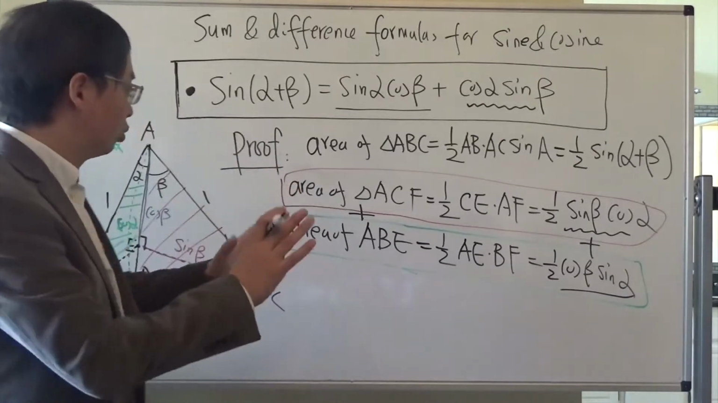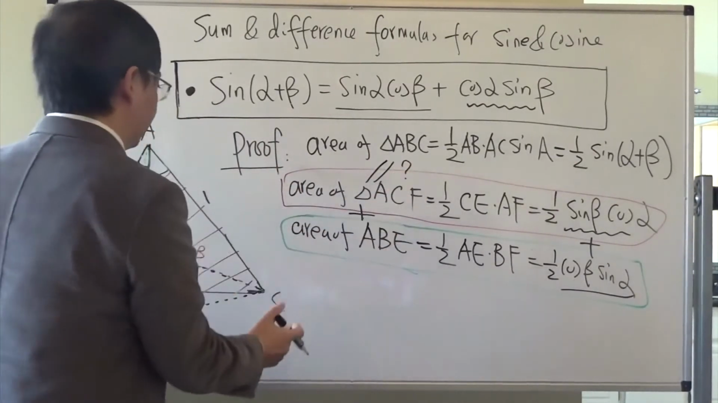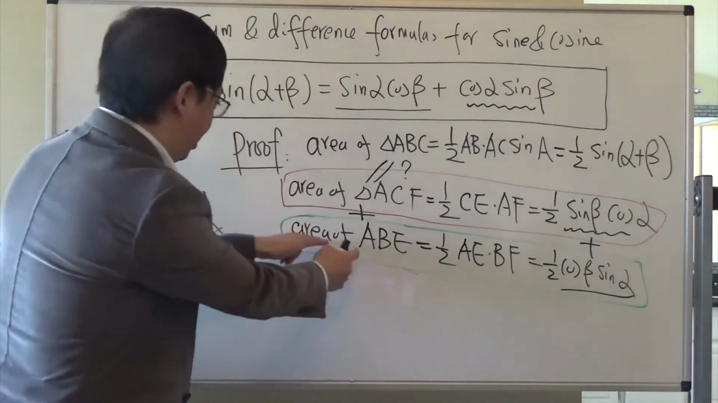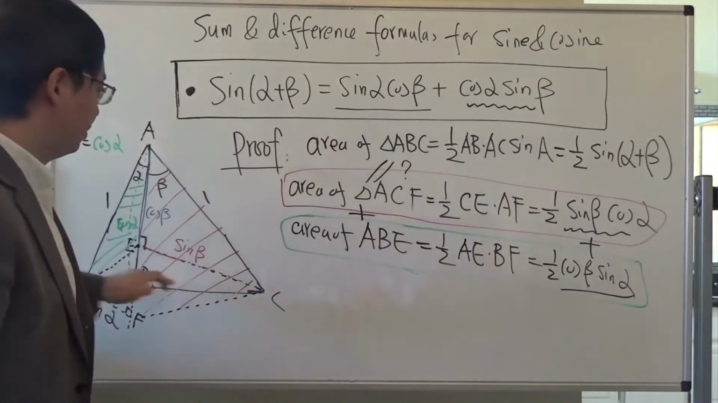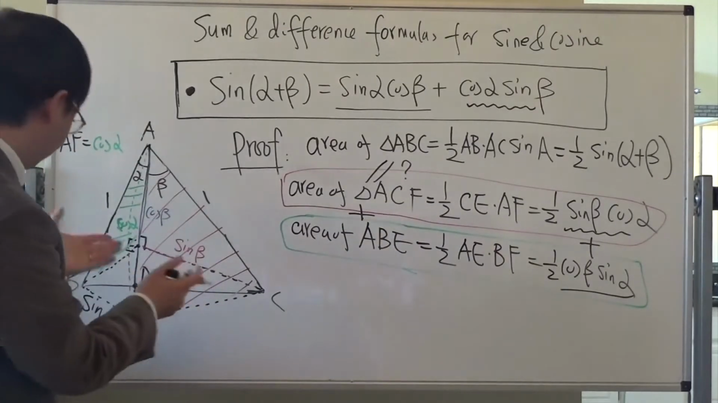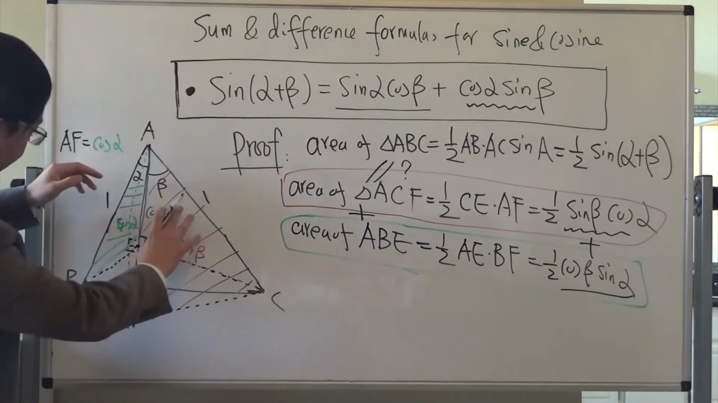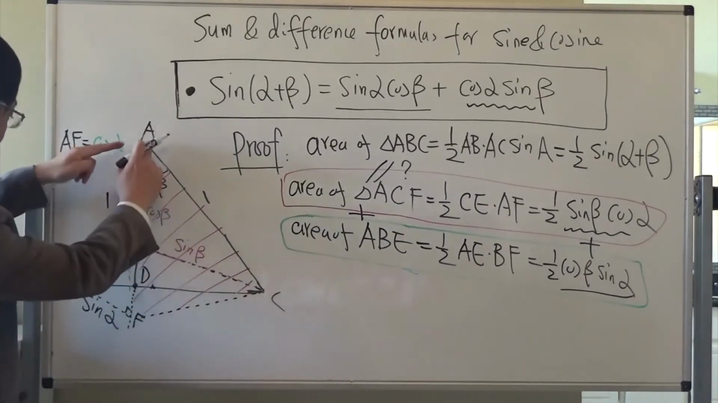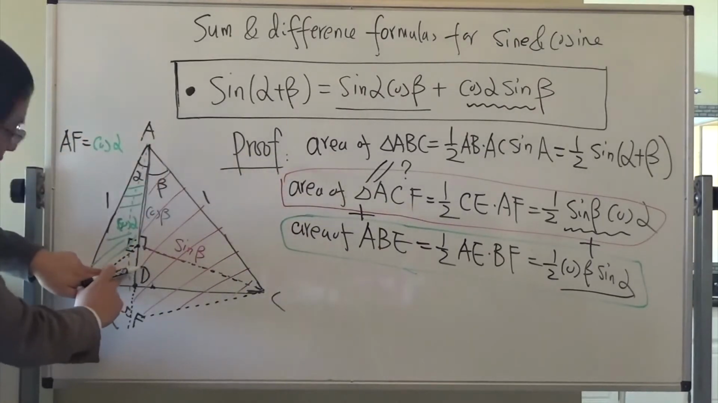So the problem is to show whether we are able to have that: the area of ACF plus the area of ABE equals the area of ABC. When you look at the picture, you see there are differences. ACF is this one plus the extra CDF here, and ABE is the ABD but minus this part.